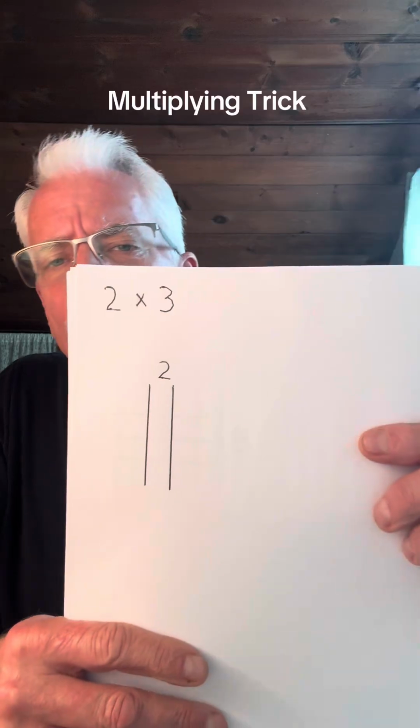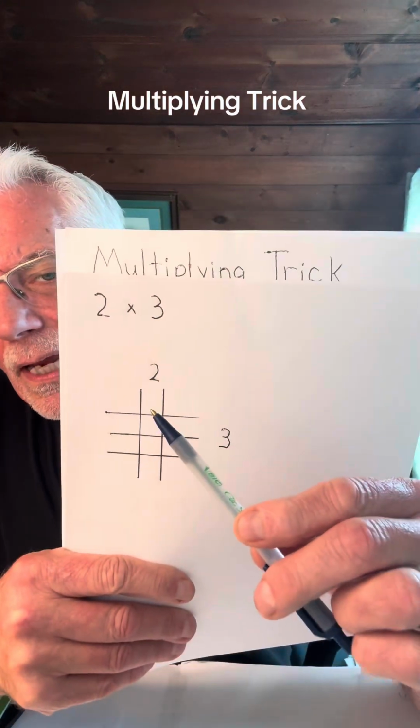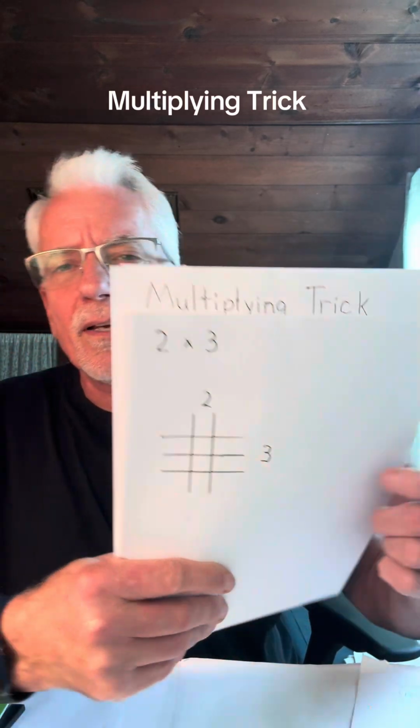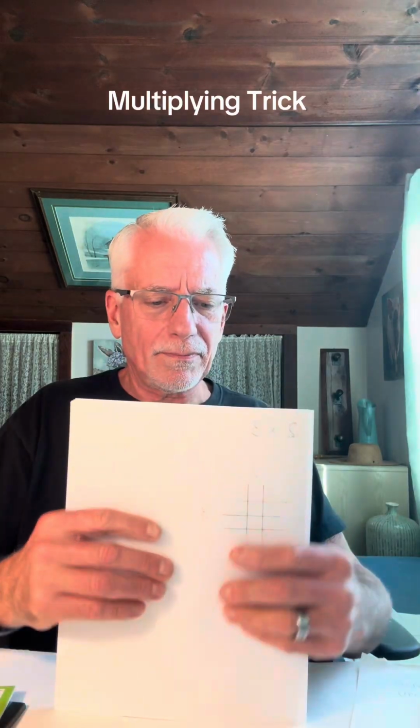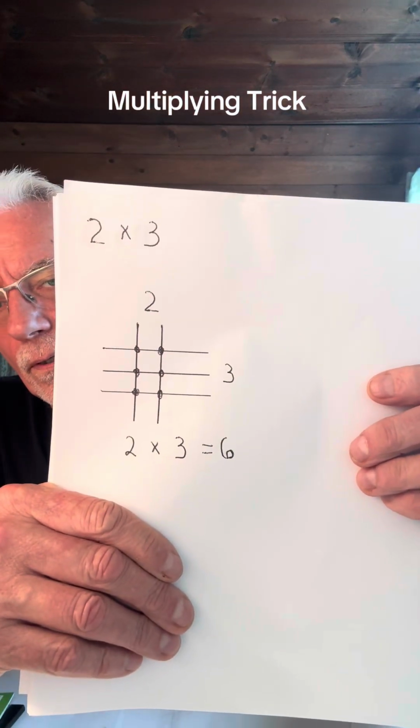And let me show you by drawing lines. So there's 2 lines right there. And then I'm going to draw 3 going the other direction. There's 3 lines right there. And then all we do is count where they intersect. 1, 2, 3, 4, 5, 6. So 2 times 3 equals 6. You just count up where they intersect right there. That's pretty cool. Okay, you can do that with other multiplying.